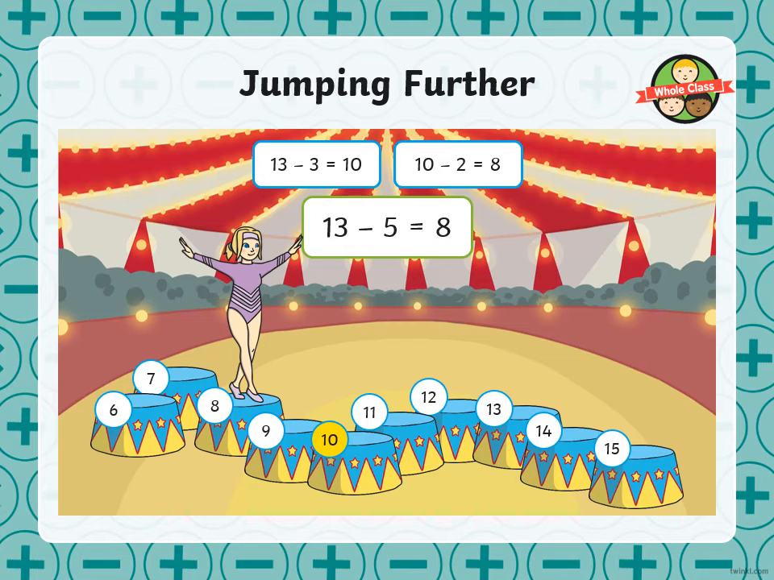So we were able to do that by jumping back to 10 and adding 2 more to our 3 jumps. So that helped us by going back to 10 first. It's a bit tricky, I know, but I think you guys will get it.